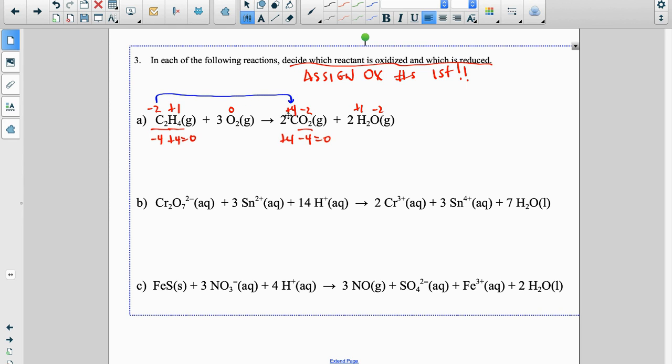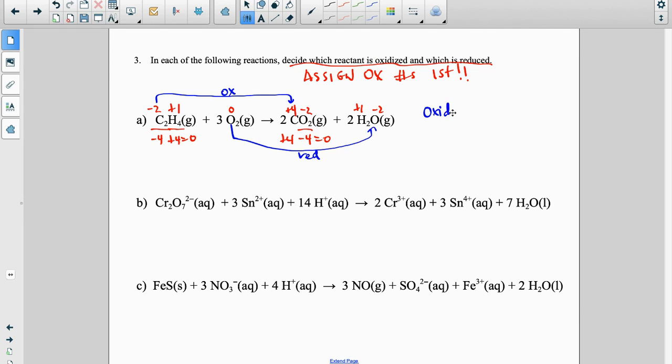-2 to +4, the oxidation number is going up. It is losing electrons. That's my oxidation. Where's my reduction? Okay, my reduction is here. My oxygen is going from 0 to -2. There's my reduction. Okay, so what am I going to say is oxidized?